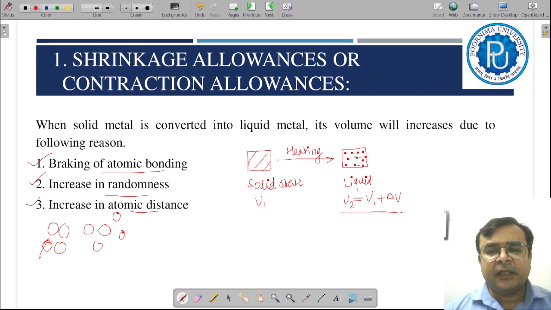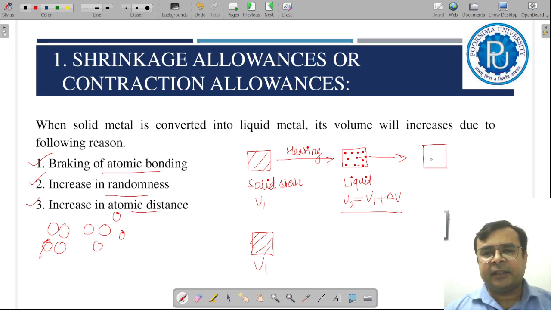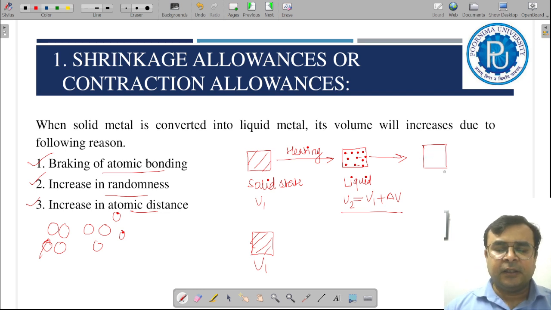Now we need to pour this liquid metal into the mold cavity. Suppose you want to produce a casting whose size is V, in the solid state. Let's say this is V1. When you consider this volume for pouring of molten metal, then obviously this entire increased volume of liquid metal is not able to fill the mold cavity completely. Some part of the molten metal is still remaining for the filling.